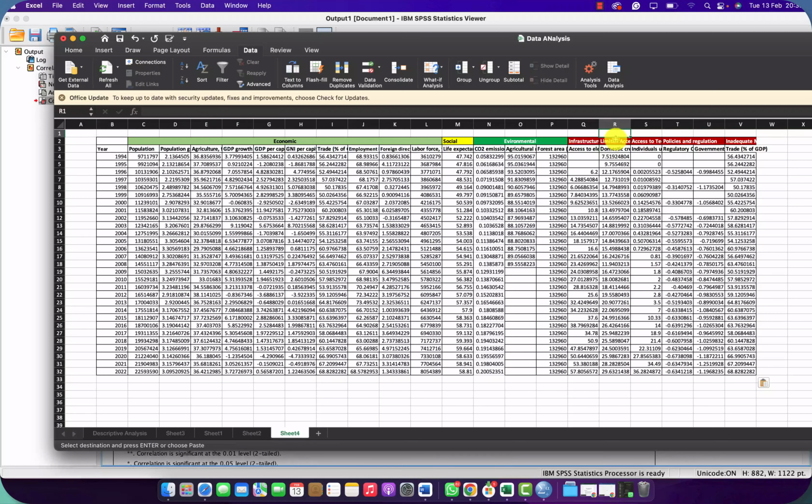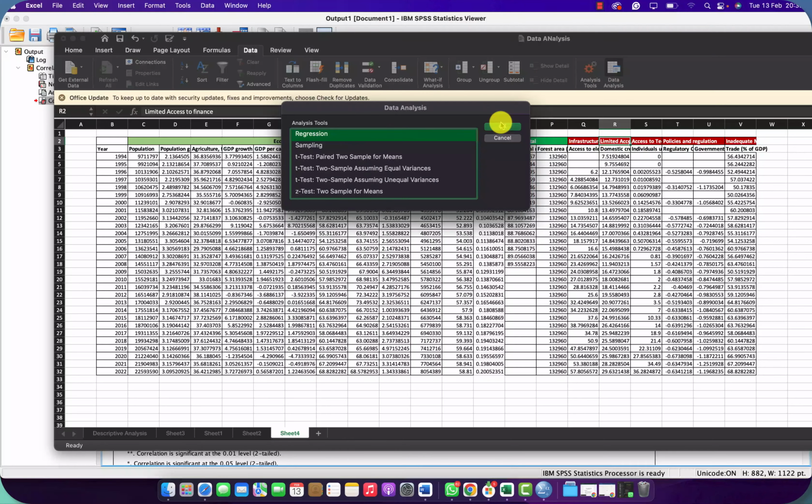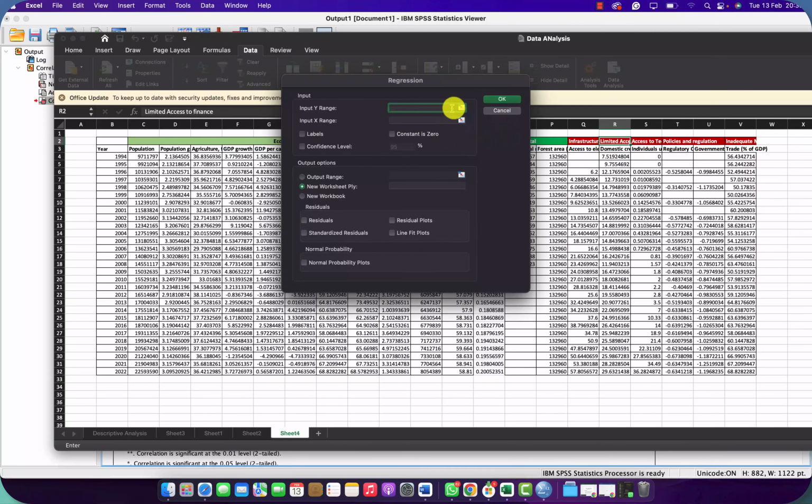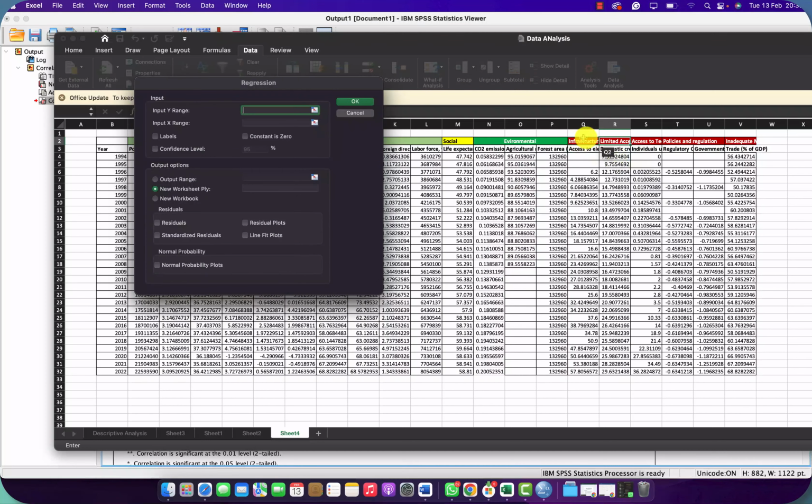access to finance, when there's no money for the business also. So what we now want to check is how these independent variables, which are the hindrances, these ones with limitation that I marked red, how do they affect one of these, either the environmental like CO2, or probably one of the economic, maybe the GDP growth. So what do we do now? Going to data analysis, regression. My Y is that I want to see how these hindrances affect my environmental, which is CO2 emission.